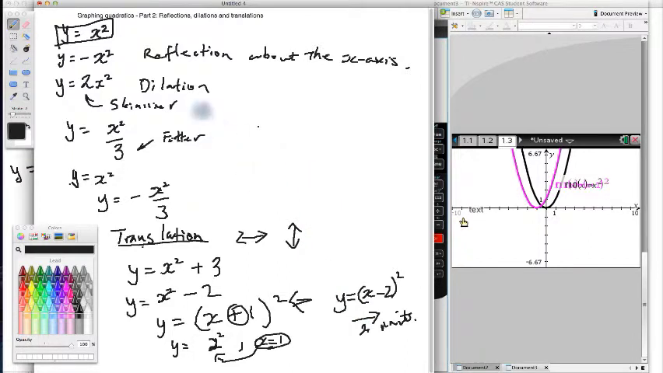So all this stuff, the reflections, dilations, and translations, they fit perfectly well. They're just an explanation for why our different forms work: the expanded form, factorized form, and turning point form. This is the explanation for why those forms actually work.